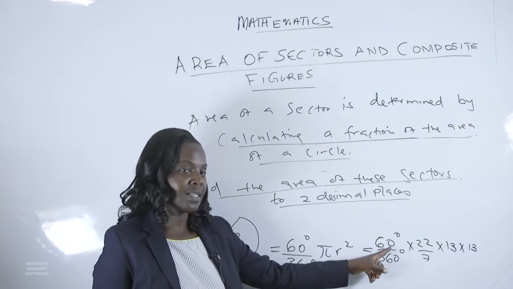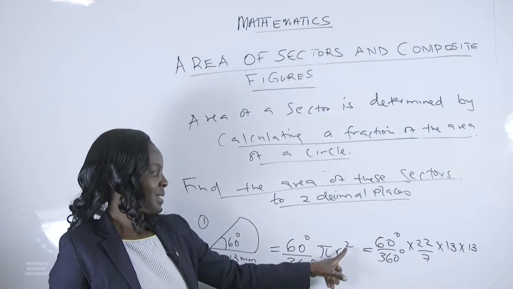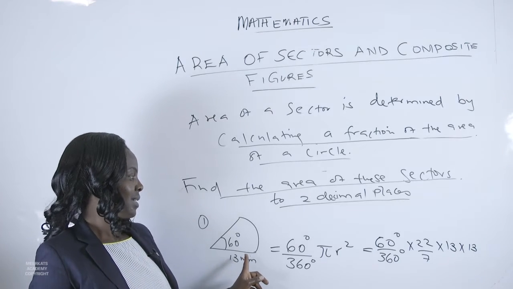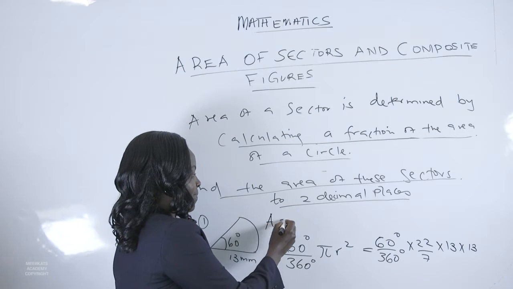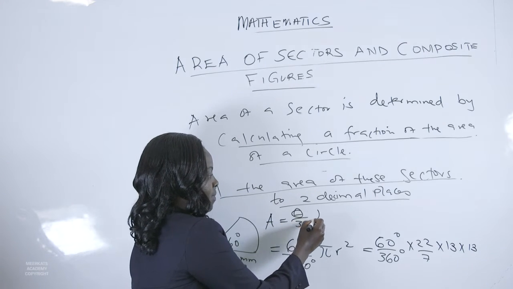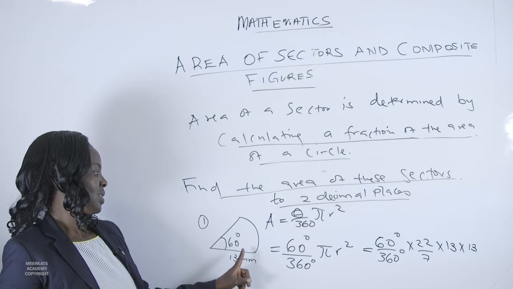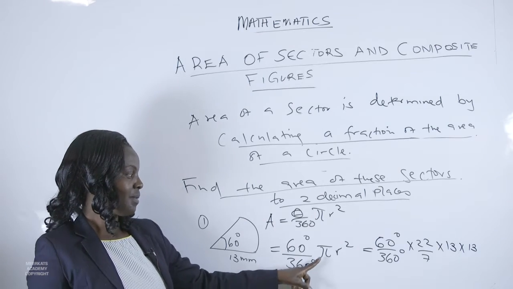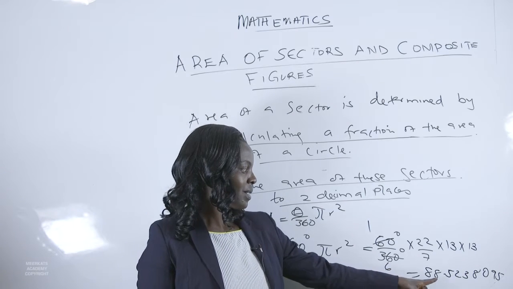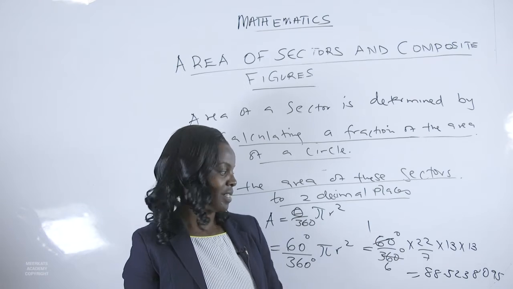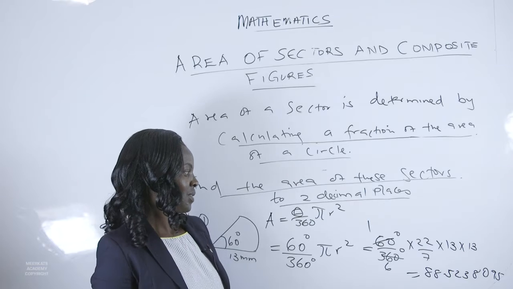Then we will have 60 over 360 times 22/7, which is our pi, times the radius, which is 13, and the radius is squared, so that is 13 times 13. We are substituting in the formula theta over 360 pi r squared. So this is our theta, the 60 degrees, over 360 pi r squared. If we calculate this correctly using the calculator, we'll have 88.5238095. But we remember that you are told to give your answer to 2 decimal places.